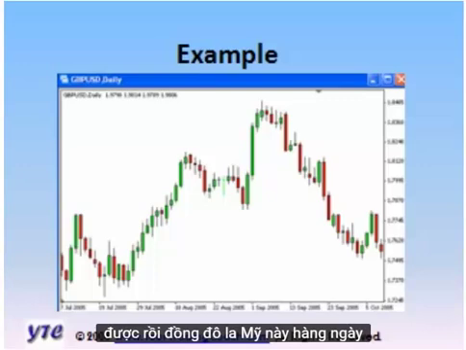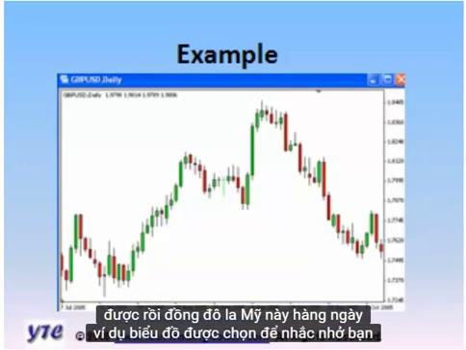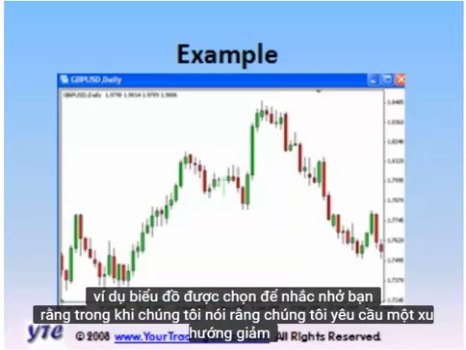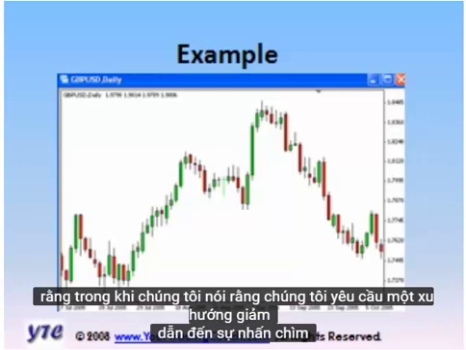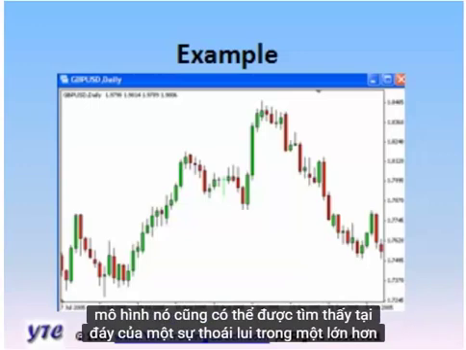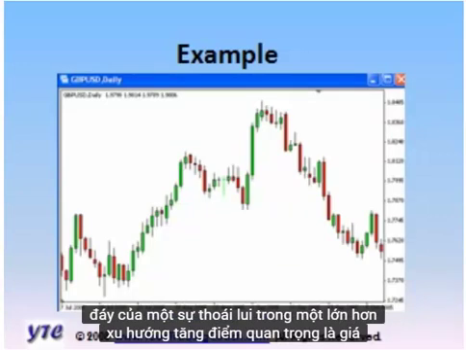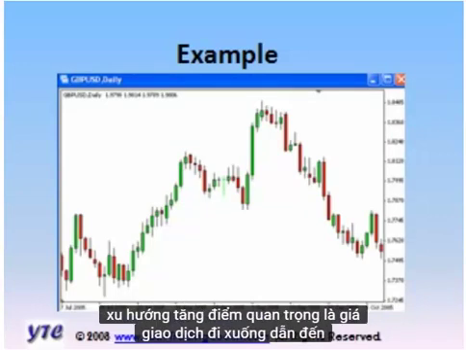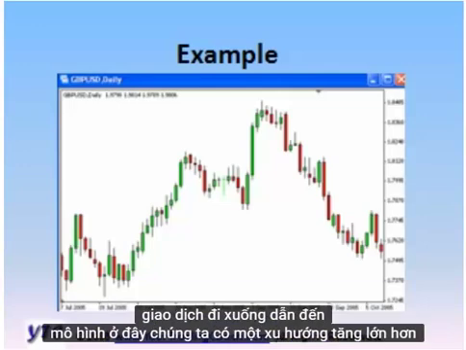Okay, this British pound US dollar daily chart example is chosen to remind you that while we say we require a downtrend leading into the bullish engulfing pattern, it can also be found at the bottom of a retracement in a larger uptrend. The key point is that price is trading downwards leading into the pattern.